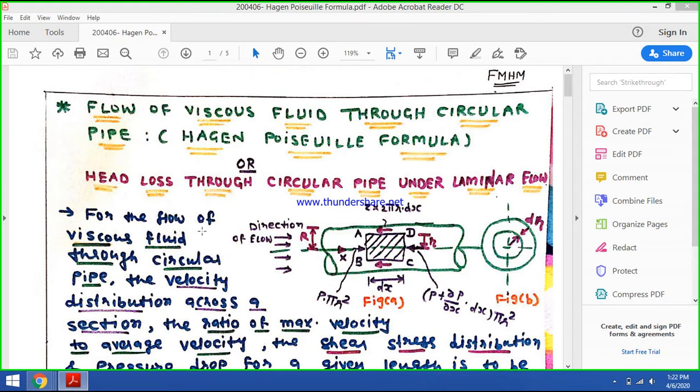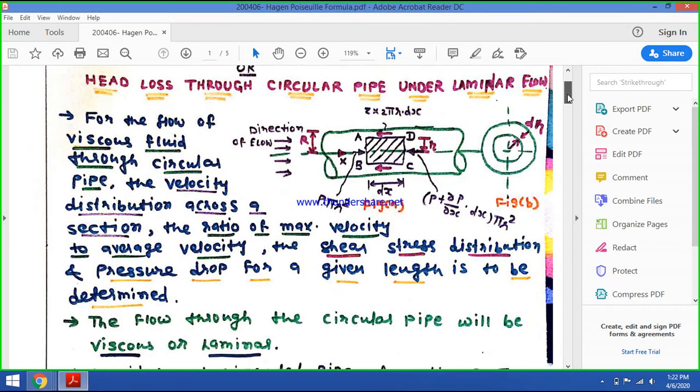So we have to find out three things. For the flow of viscous fluid through a circular pipe, the velocity distribution across a section, the ratio of maximum velocity to average velocity, and shear stress distribution and pressure drop for a given length are to be determined. So these four things we have to find out. First is velocity distribution across the section. Second is the ratio of maximum velocity to the average velocity. Third is shear stress distribution and pressure drop for a given length.